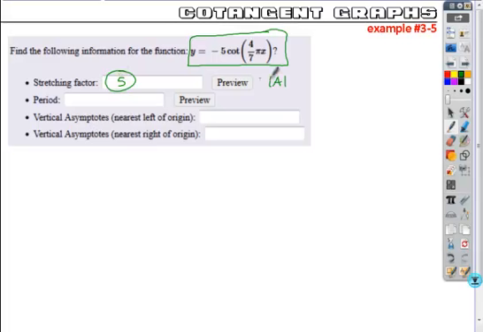The period we just saw, take pi divided by whatever the multiplier in front of x would be. So 4 pi over 7, dividing by 4 pi over 7 is like multiplying by the reciprocal, 7 over 4 pi. Pi's cancel, and so we would get our period to be 7/4.